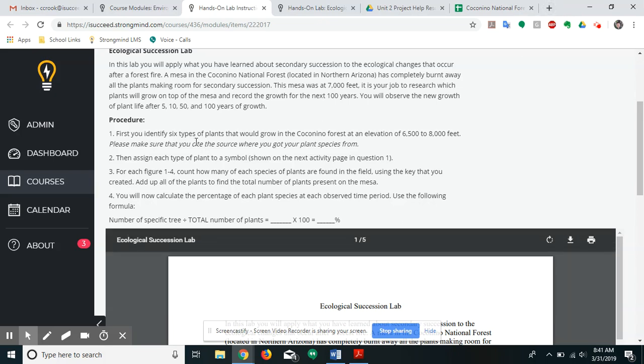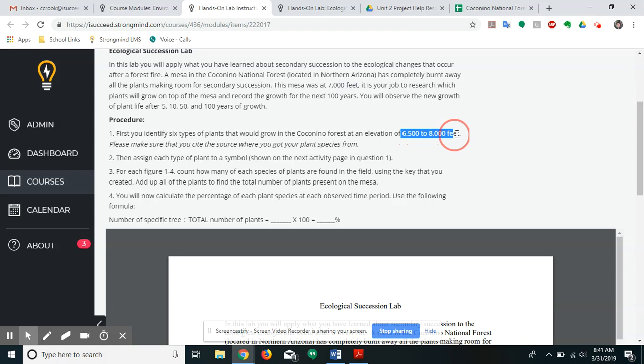But anyways, what you need to do is pick 6 species that live in this national forest. But to be clear, it needs to be the ones that are around 7,000 feet to about 9,000 feet maybe. So 6,500 to 9,000. If you can pick some type of organisms that are in that range. Oh, so yeah, so right here.